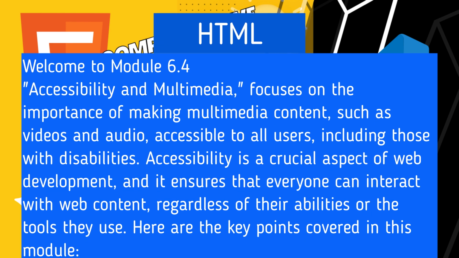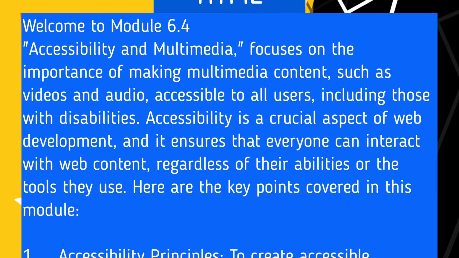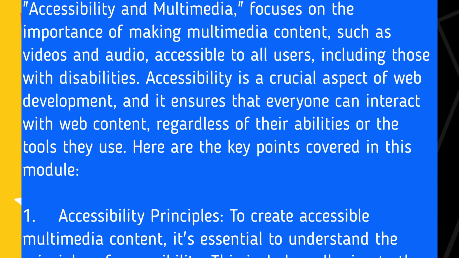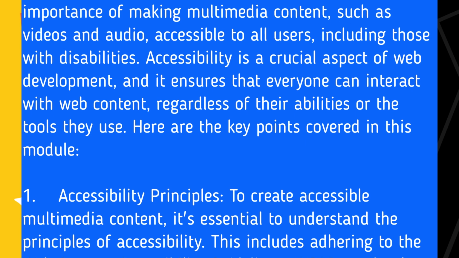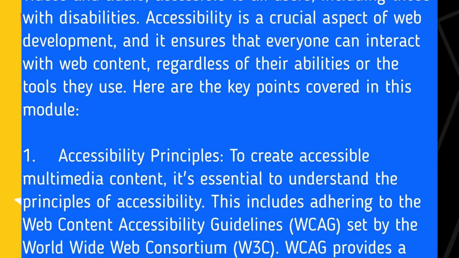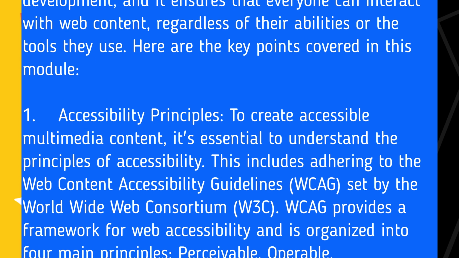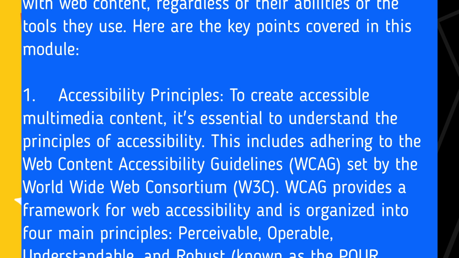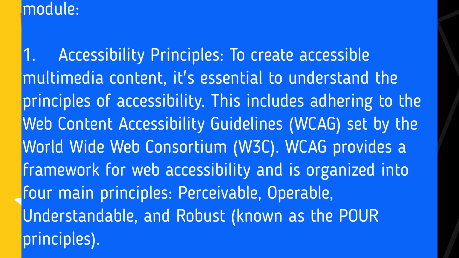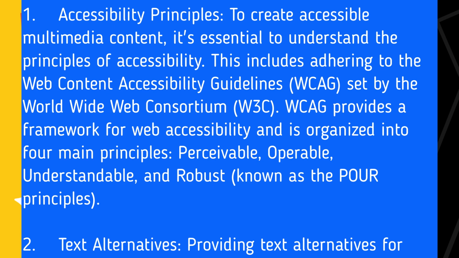Here are the key points covered in this module. 1. Accessibility principles. To create accessible multimedia content, it's essential to understand the principles of accessibility. This includes adhering to the Web Content Accessibility Guidelines, WCAG, set by the World Wide Web Consortium, W3C. WCAG provides a framework for web accessibility and is organized into 4 main principles: perceivable, operable, understandable, and robust, known as the POUR principles.